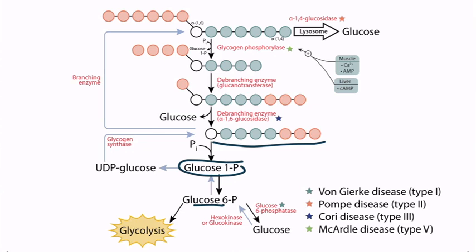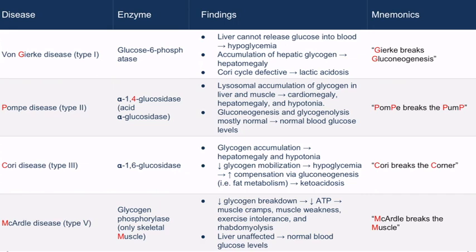Finally, this can be utilized by muscles in glycolysis, or it can be released into the blood by the liver by the enzyme glucose 6-phosphatase, which you can see right here. Notice that a deficiency of glucose 6-phosphatase results in von Gierke disease. This is also known as glycogen storage disease type 1. So again, von Gierke disease is caused by a deficiency of glucose 6-phosphatase.